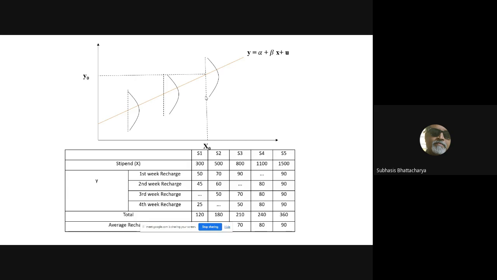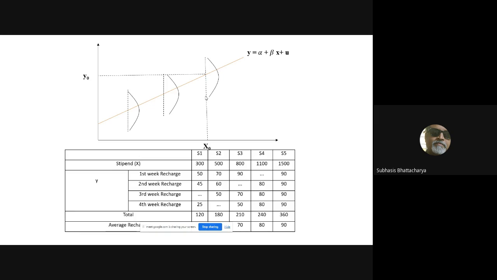Such a relationship between y and x is called a stochastic relationship. I actually tried to give you the idea of what a stochastic relationship is. Alpha plus beta x_i is the deterministic component and u_i is the stochastic component, and they are in the additive form, that is, alpha plus beta x plus u. It may not be additive, it may be multiplicative form. So the basic question that arises is how u_i is formed. And we have already discussed that there are three sources.